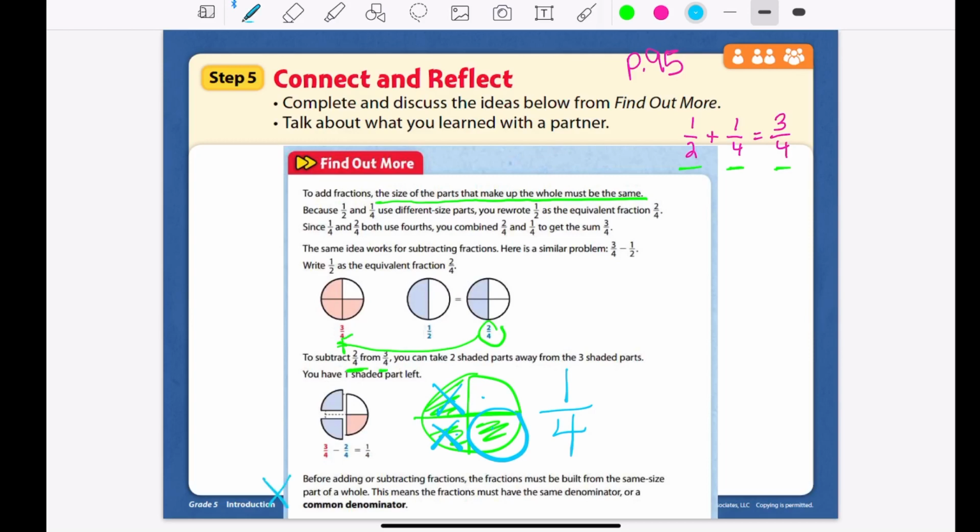So the key takeaway from this right here, guys, is before adding or subtracting fractions, the fractions must be built from the same size parts of a whole. This means the fractions must have the same denominator or a common denominator. Okay, that's the reason why we had to change the 1/2 into the 2/4, so we can take away these specific size pieces.